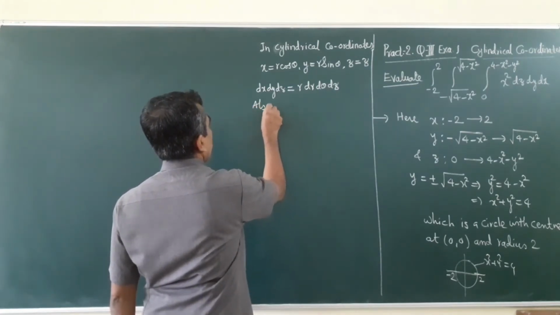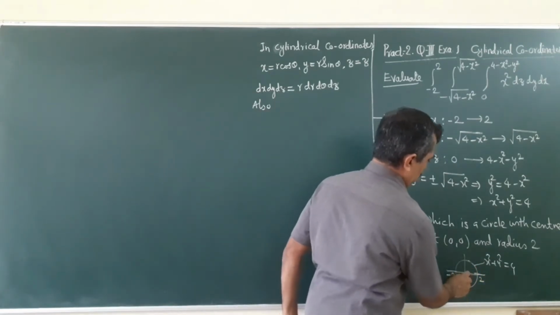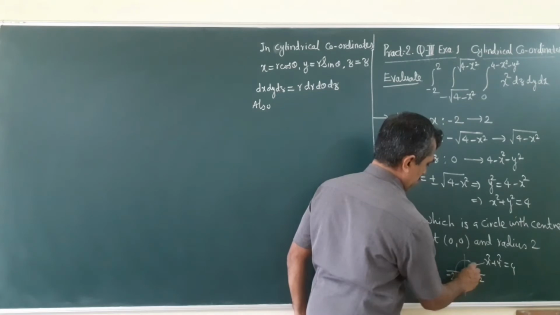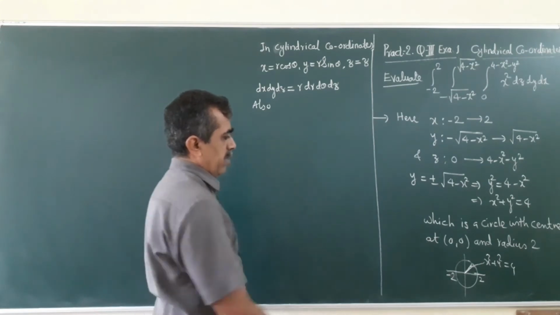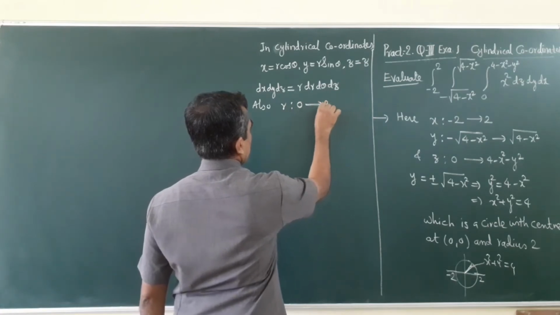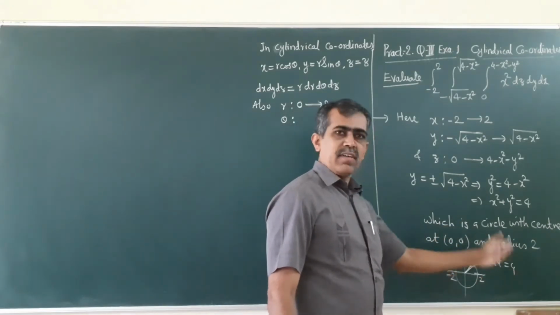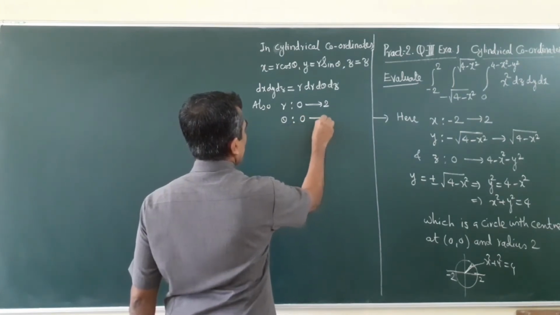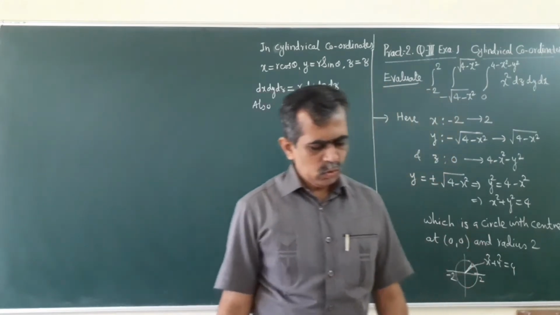What about the limits here? As this is a circle, if you want to find the limits of r and theta, as usual the radius r runs from 0 to 2. What about theta? The whole of the circle, from -2 to 2. So theta runs from 0 to 2 pi.